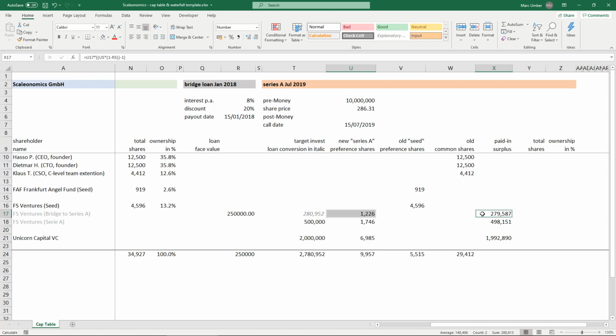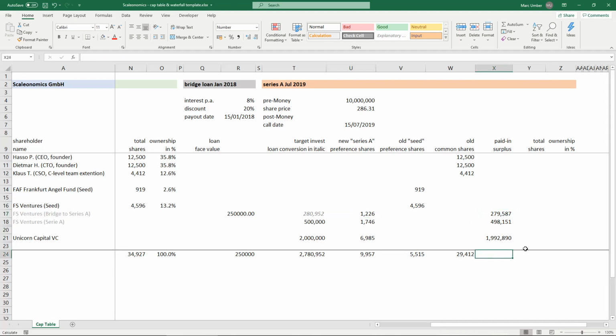So there will always be slight differences between any target amount that is either paid in cash or converted into new shares. And there are separate ways of how you can deal with this in practice. Here we use the way of rounding down, such that we do not have a discrepancy between the total loan amount outstanding and the total amount that flows into Scalenomics.